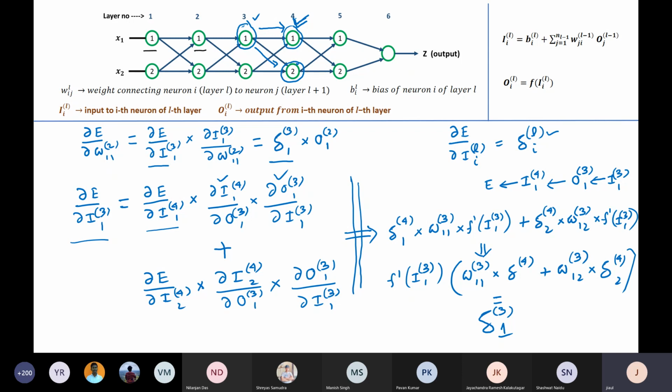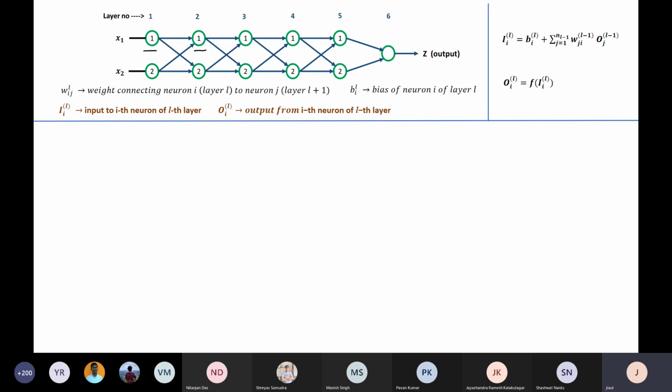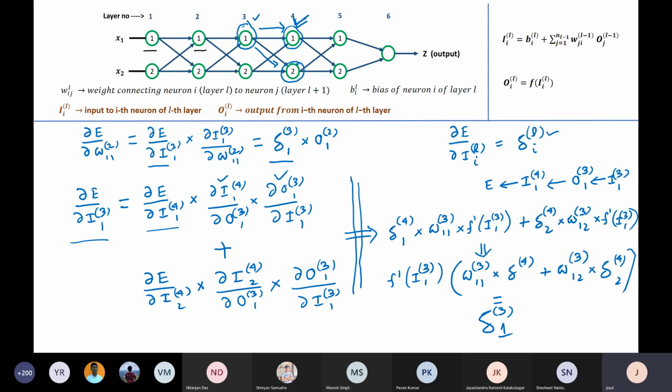Now it is time to come up with a general rule. For any network, for any number of neurons, what would my general rule be? I would like to express delta L I equals something, because for every node, for all L and all I, I have to compute it. So I have to find a general rule for any kind of network, in terms of the number of parameters, number of layers, and everything else. Let's go back to this and try to figure that out.